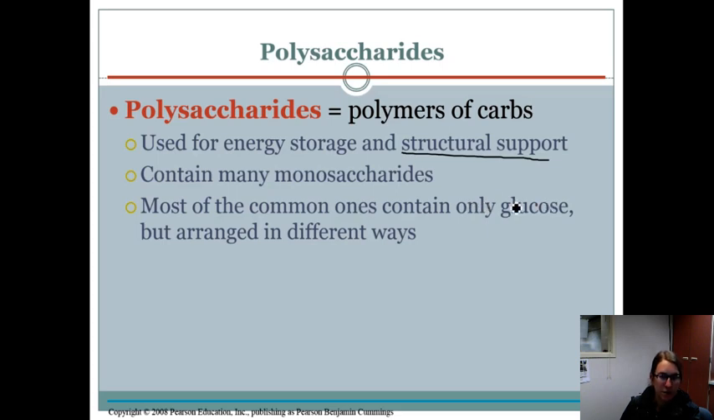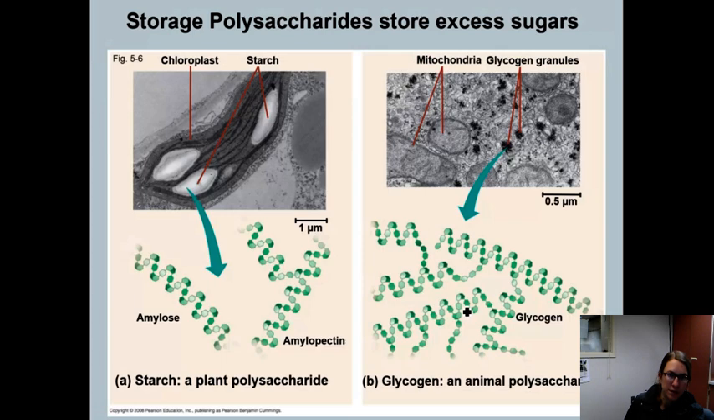And there are a bunch of different polysaccharides, and most of the common ones have only glucose, but they arrange the glucose in different ways. So here's a couple examples. So you can see starch on the left and glycogen on the right. Both of these are used for storing extra energy. So the starch is used to store extra energy in plants, and the glycogen is used to store extra energy in animals, including humans.